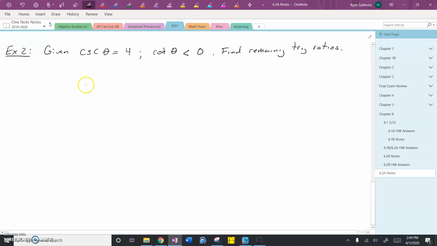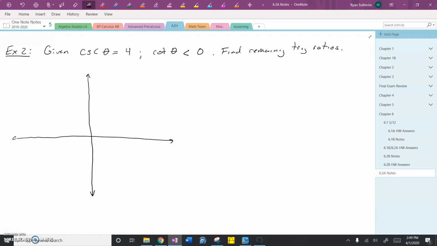Okay, so let's see what we have here. A little different form than example 1, but using some of the same ideas. So we have that cosecant is positive 4. Now the mistake people make with these is they automatically draw every triangle over here in quadrant 1, but we don't know for sure that this triangle is in quadrant 1. It could be in any one of these 4 quadrants.